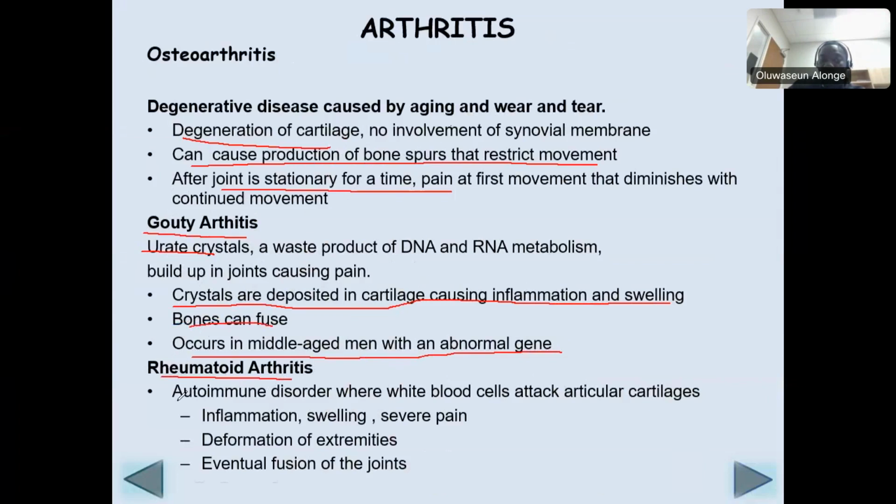Rheumatoid arthritis is an autoimmune disorder where the white blood cells attack the articular cartilage. Now, this can lead to inflammation, swelling, severe pain, deformation of the extremities, and eventually fusion of the joints can also happen.